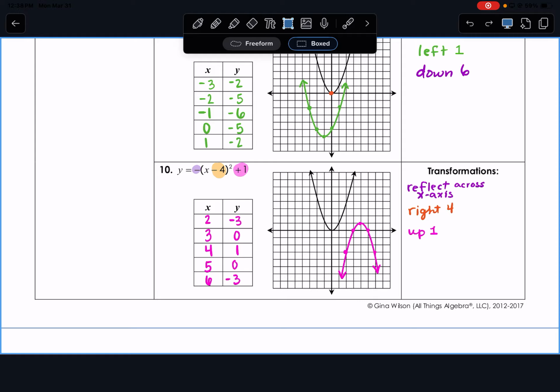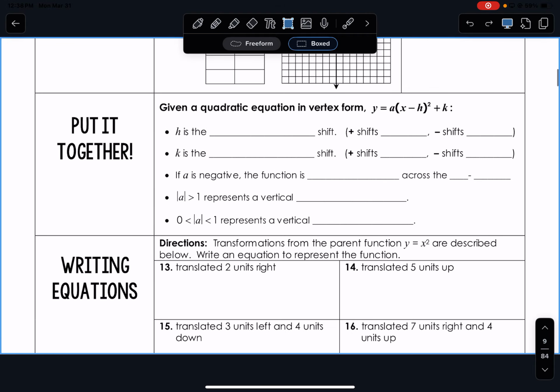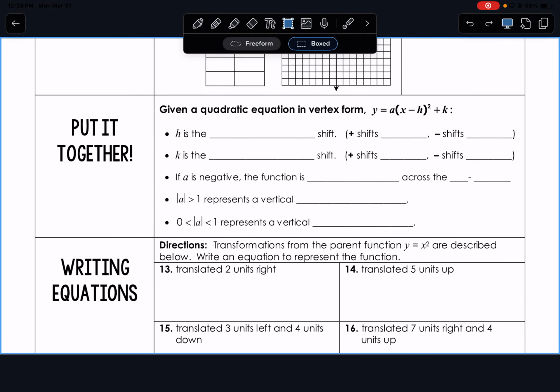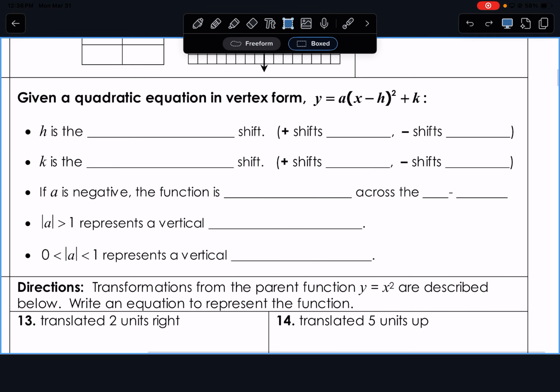Now we're going to go to the next page. We're going to jump down to the put it together part. So given a quadratic equation in the vertex form, y equals a times x minus h squared plus k, h is the horizontal shift.